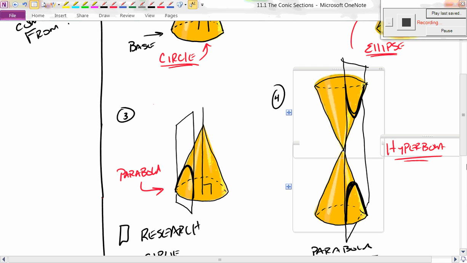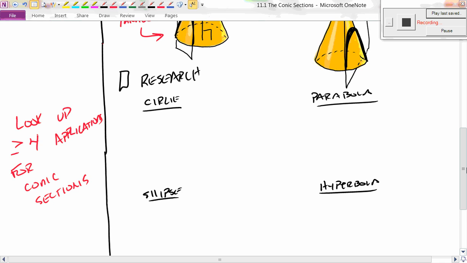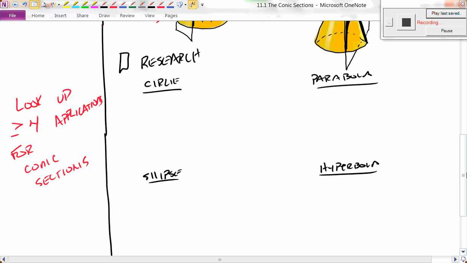We're going to do some searching, but I want to guide you. Right now, can you think of four applications of the first conic section that we talked about, the circle? It's a pretty easy one, a pretty awesome one. If we didn't have it, I'm not sure life would be the same. Can you think of four applications for a circle? Give me one of them off the top of your head.